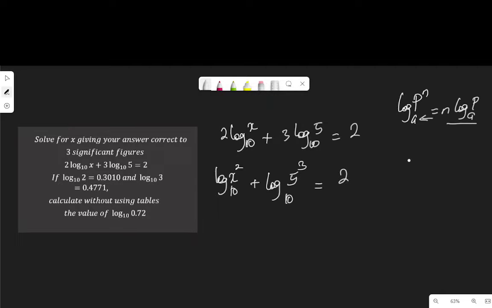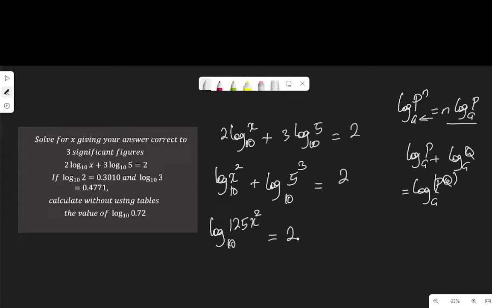And then the second law that we need to apply is a law that says log p to base a plus log q to base a is equal to log p times q to base a. So if I apply it right here, we have log. Now this 5 to the power of 3 is 125. So I have 125 multiplied by x squared. That is applying this law here. 125 x squared to base 10 is equal to 2.